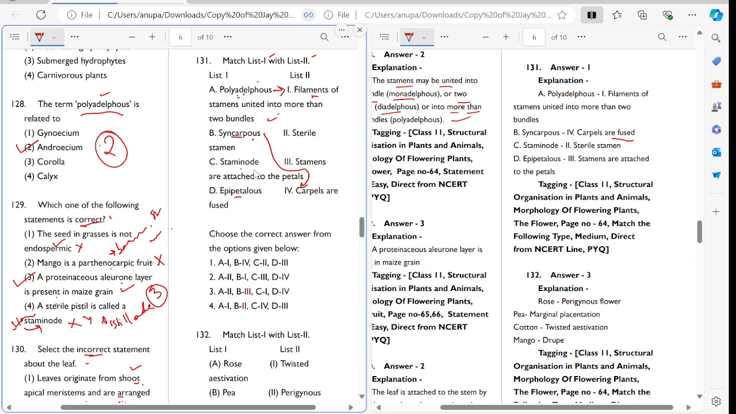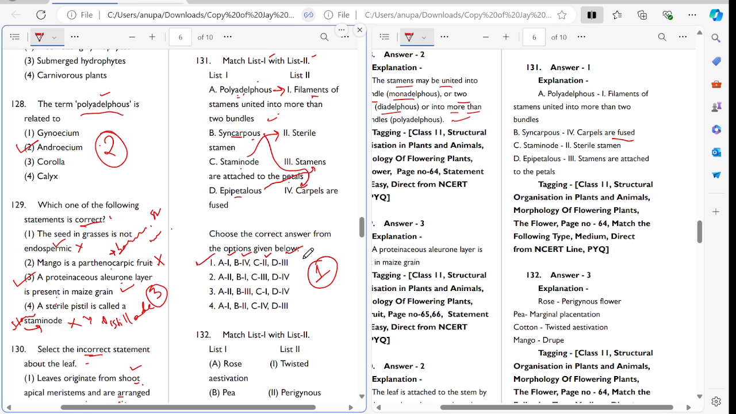Next is staminode. What are staminodes? In the previous question I just discussed that sterile stamens are known as staminodes. So staminode will go with 2. And D is epipetalous. Epipetalous is a condition in which stamens are attached to the petals of flowers. So epipetalous will go with 3. So here A goes with 1, B goes with 4, C goes with 2 and D goes with 3. So option number 1 will be the correct answer for this question.